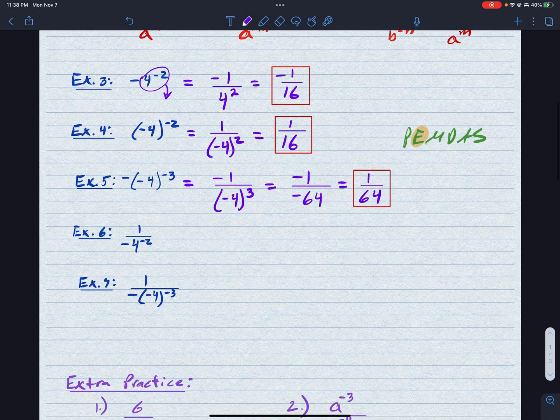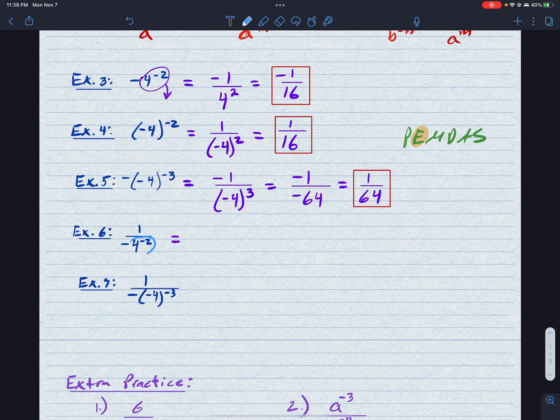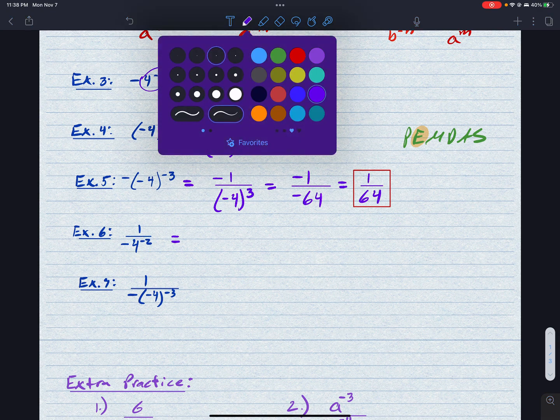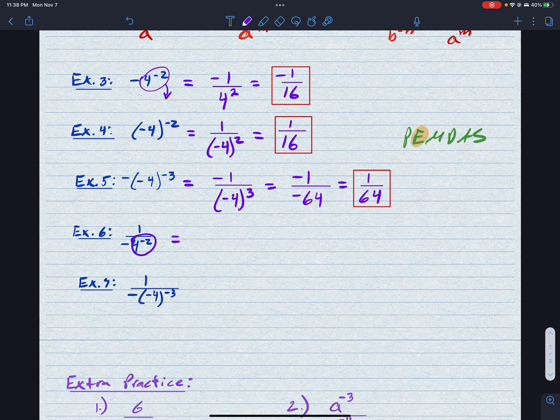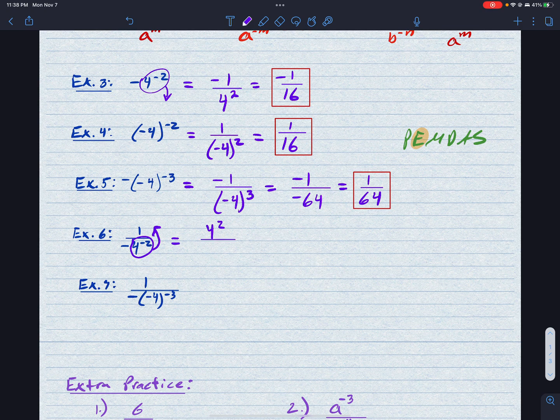In example 6, we have just the 4 this time. I don't know why I switched to blue. Let me go back. Just the 4 is raised to the negative exponent. So only the 4 shifts. Notice the negative on the bottom is going to stay there. So 1 over, not 1, but 4 squared over negative 1. And of course, recognize once again, the negative on the exponent disappeared because we shifted it.